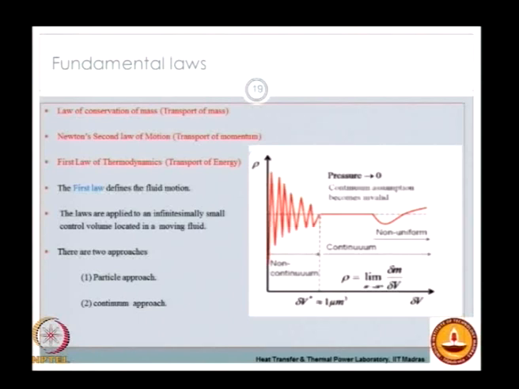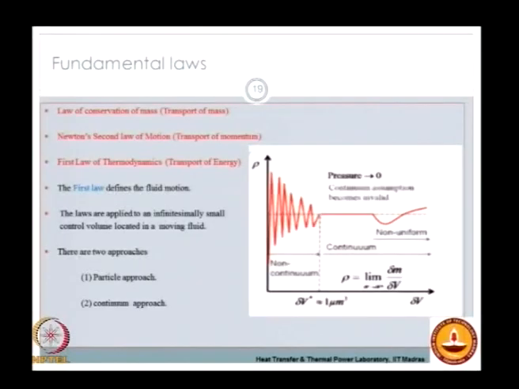We define a control volume in a moving fluid, and how we define continuum here is that if you define density as mass by volume and then plot this ratio for different control volume sizes, that is for different delta V, below a certain volume, maybe approximately about 1 micron cube, you find the plot of density looks very distorted, with a lot of fluctuations in the value of density below this certain critical volume.